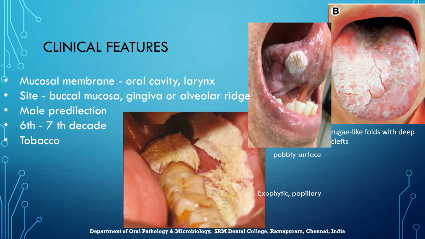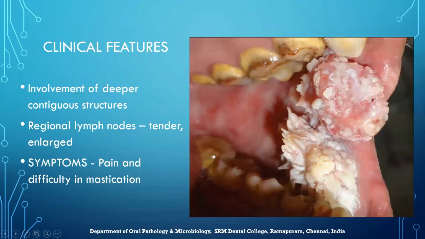Intraorally, the sites where the tobacco is placed chronically can all be affected, especially the buccal mucosa, gingiva, or alveolar ridge, and it's common in males in their sixth to seventh decade. And people who have the habit of tobacco chewing are commonly affected. And clinically, we can see that they are seen as exophytic growth with papillary surface. Sometimes they may even have a pebbly surface. And in this case, we can see rugae-like folds with deep clefts. So these are all the clinical features of verrucous carcinoma.